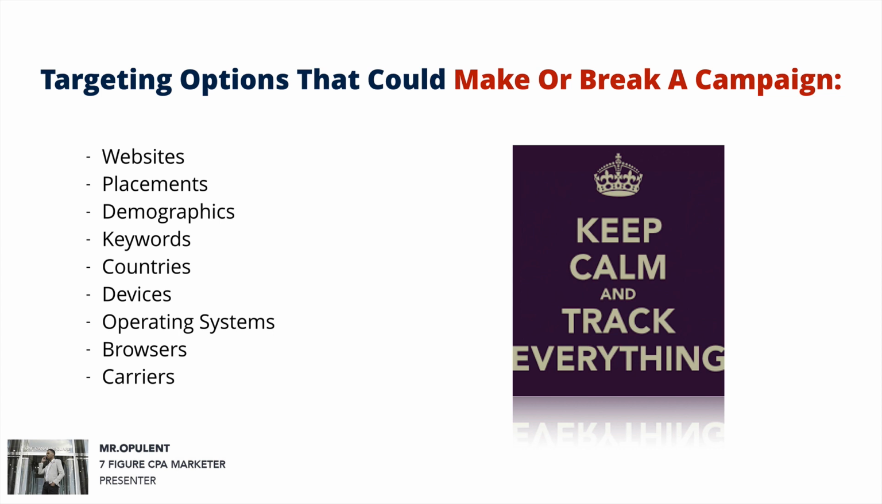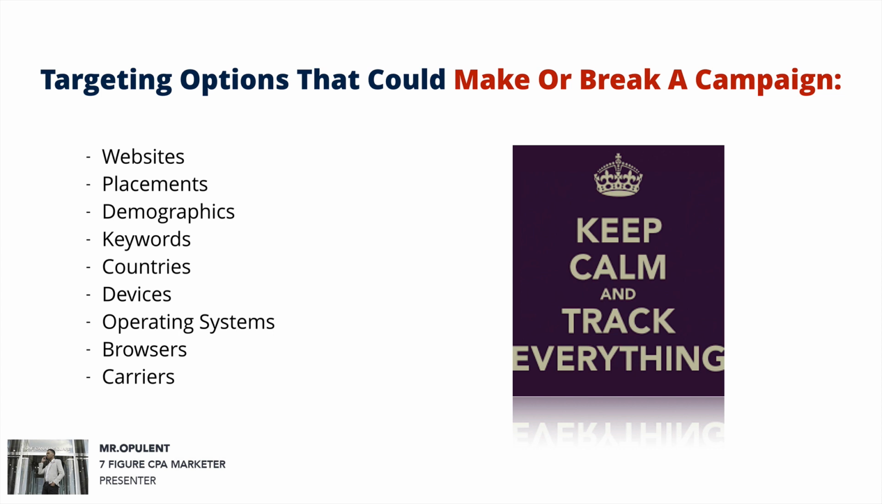So the targeting options that could make or break your campaign could be specific websites, especially if you're doing run of network traffic where you're targeting multiple websites at one time. Oftentimes you might find that there's only a few websites that do the best and others might just be garbage. Placements, okay, so specific spots on that website. Sometimes above the fold might do well. Sometimes below the fold might do well. Sometimes mobile placements in some spots might do well. Sometimes other spots might do well. But placements can be a big thing.